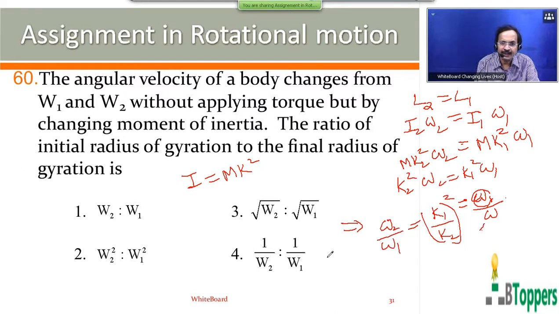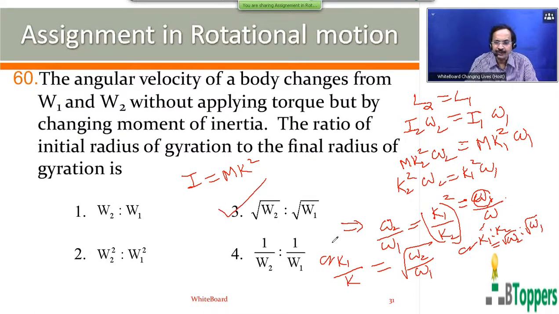Or you can write k1 by k2 is equal to square root of omega 2 by square root of omega 1, or k1 is to k2 is root of omega 2 is to root of omega 1. That is the third option is the answer. So those who want to copy the solution of this problem, they can take a pause and copy the solution.